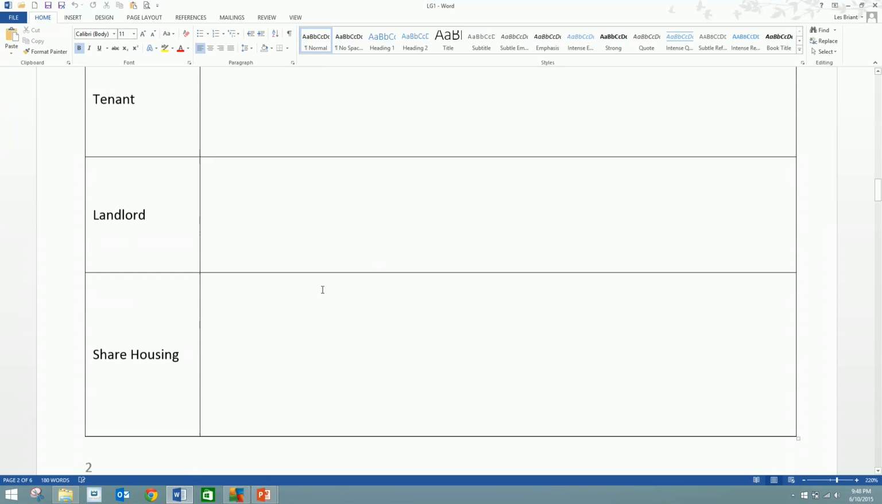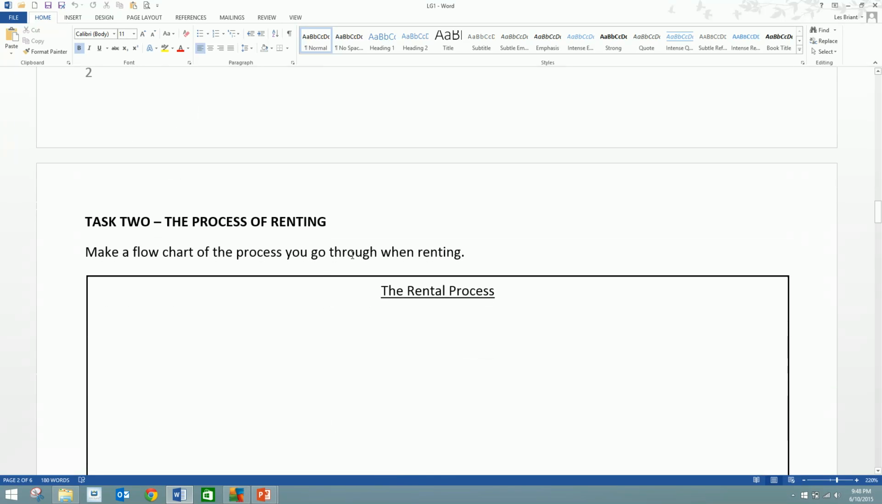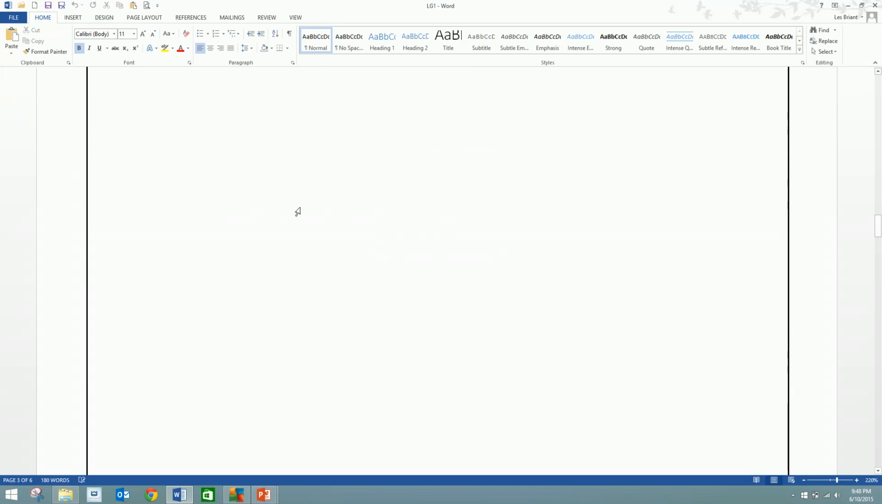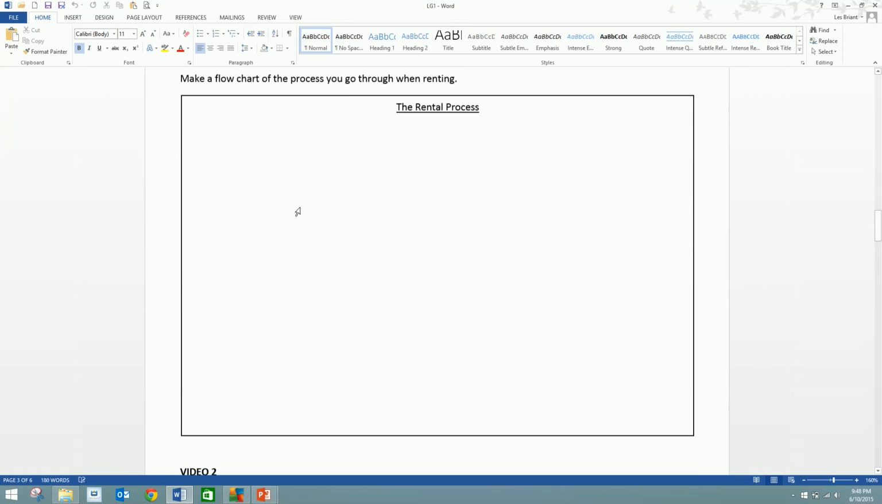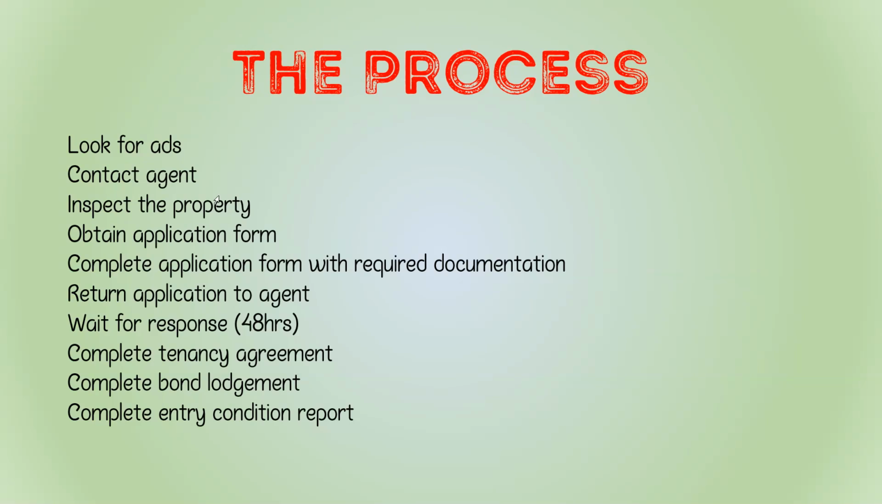Okay, so that's the end of your definitions. Task 2 asks you to make a flow chart of the process you go through when you're renting. Okay, so you can use the box here to make a flow chart. Let's have a look at what happens when you rent.